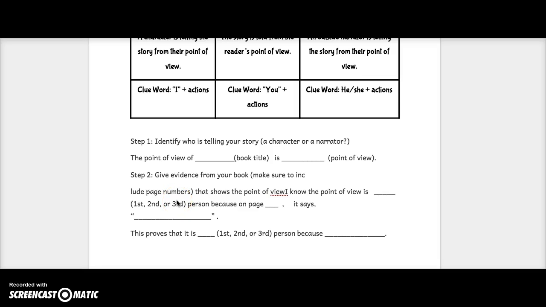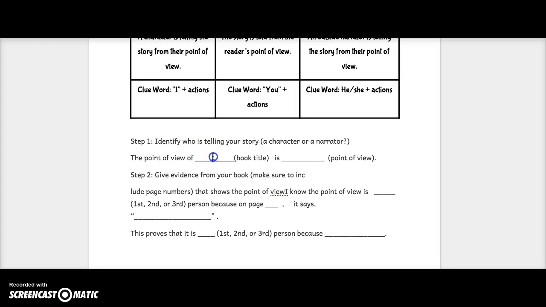So now that I know the different types of narrators, I need to start working on the steps. So the first step is identifying who is telling my story. So is a character telling my story or is a narrator telling my story? Now there may be some of you who have multiple characters telling your story, and that's okay. That's still going to be a first person point of view because each chapter is told through a character's eyes, not a third person narrator's eyes.